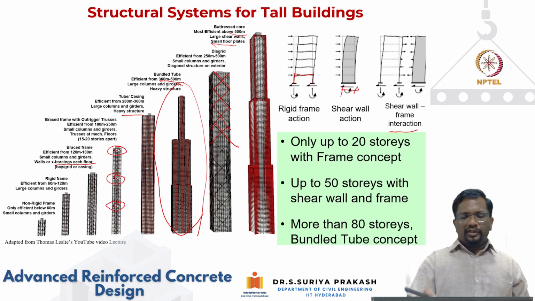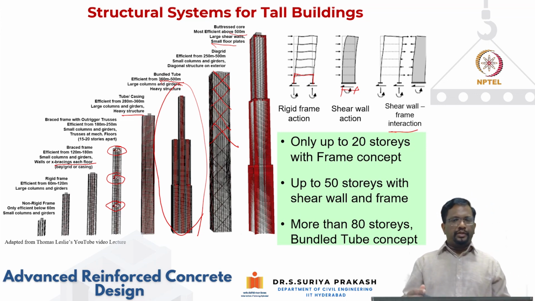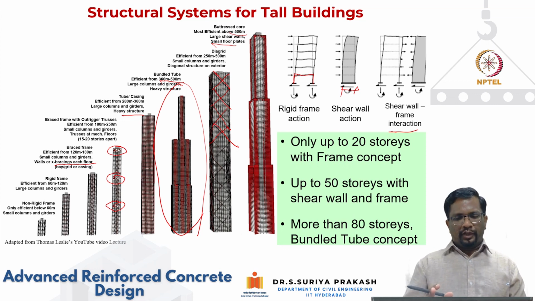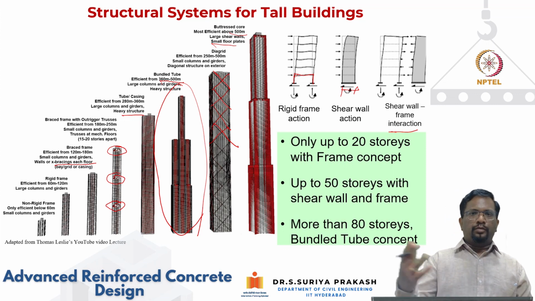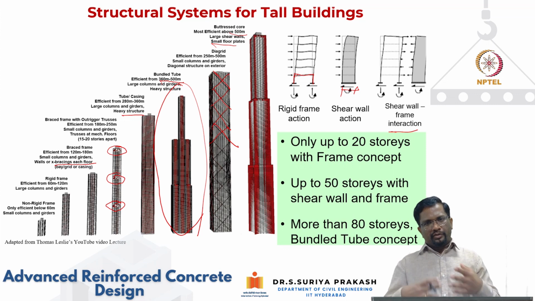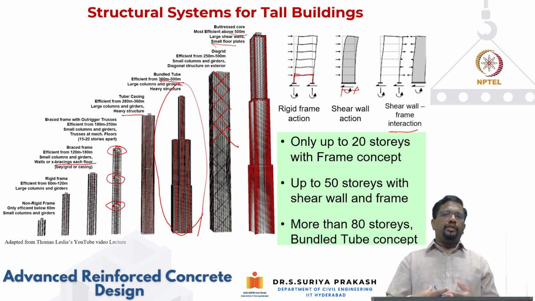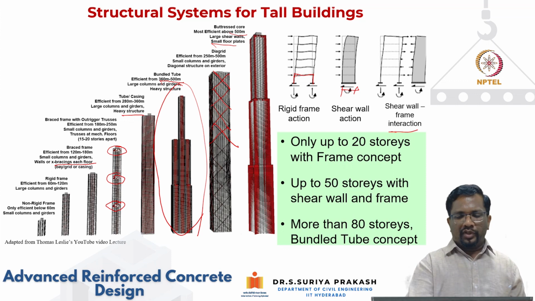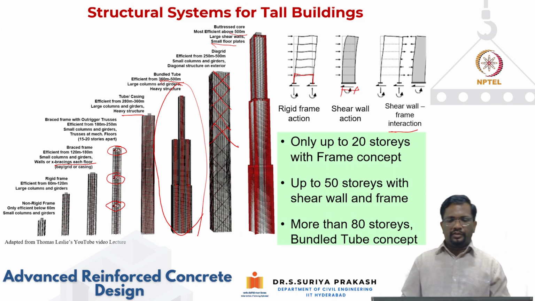Okay. So in summary, usually up to 20 stories, we can do the construction only with a moment resisting frame. However, the moment you go beyond 20 stories, definitely you need elevators. So the lift core can be effectively utilized to construct the shear walls and connect them with the frame, right? And up to 50 stories, again, shear wall and frame combined, you can come up with a very good structural system. In fact, beyond 80 stories, you start using this bundled tube concept, right?